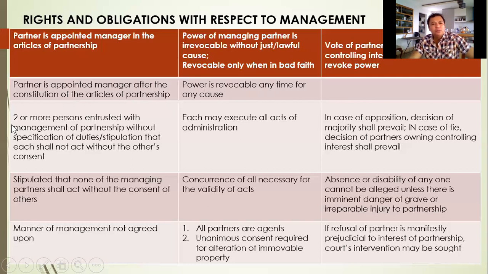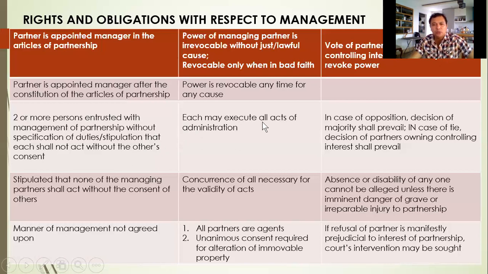Another scenario: there are two or more persons or partners who are entrusted with managing the partnership, and there is no specification as to their duties or stipulation that each shall not act without the other's consent. So there are two partners managing the partnership, and there's no stipulation as to their specific decision-making process. So what is now the effect?